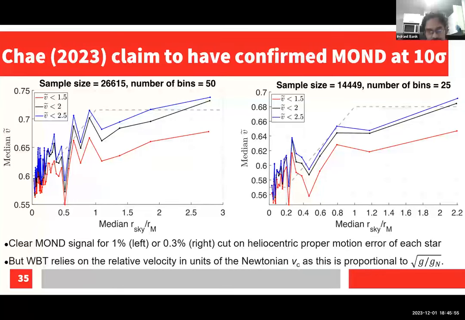So I just wanted to say one very brief thing, which is that I agree with what Q had written about: in his nominal analysis, there was this 1% cut on the heliocentric proper motion error of each star. And in the appendix, there was some revised variant where this was reduced to 0.5% and even to 0.3% in some cases, I think. But that's what we've done here.